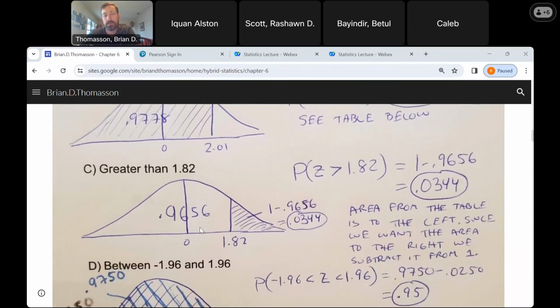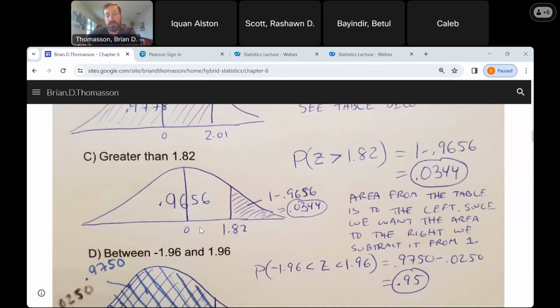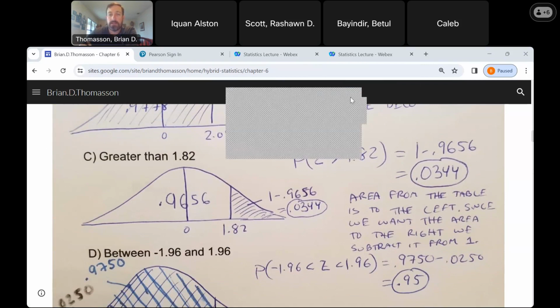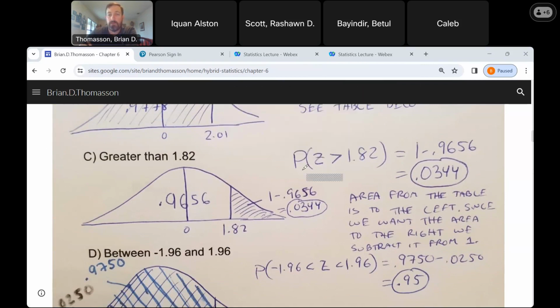All right, now I'm going to talk through this part C and see what changes here. The difference here is that we're looking for greater than 1.82. So we have the 1.82 here. If we look that up on the table, just as we've done the other ones, that's going to give us the area to the left, which, from the table, is going to be 9656.